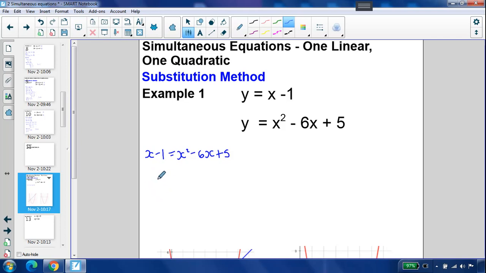So I'll put 0 so I don't confuse anyone. I'll have x squared. Now I'm going to minus x from both sides. So minus 6x minus x is going to be minus 7x. And then let's add 1 to both sides. So 5 add 1 is going to be 6. Now you never really see it like that. You see it the other way. So I'm just going to rewrite it as this.